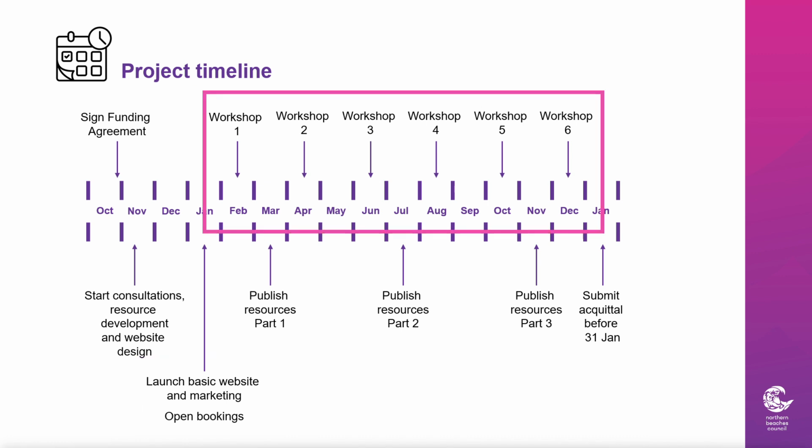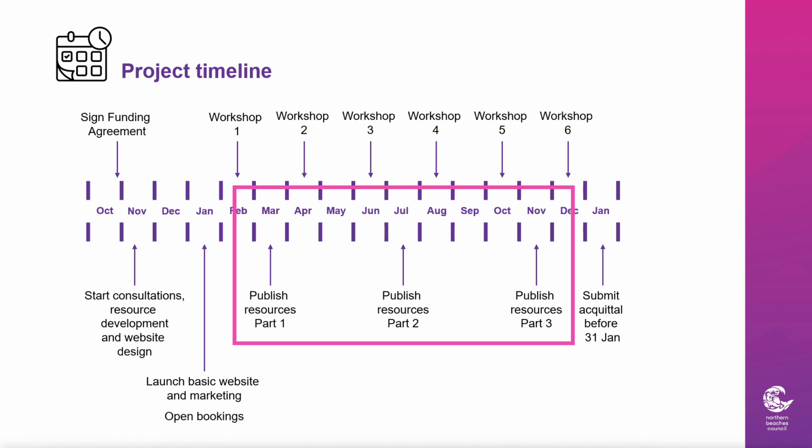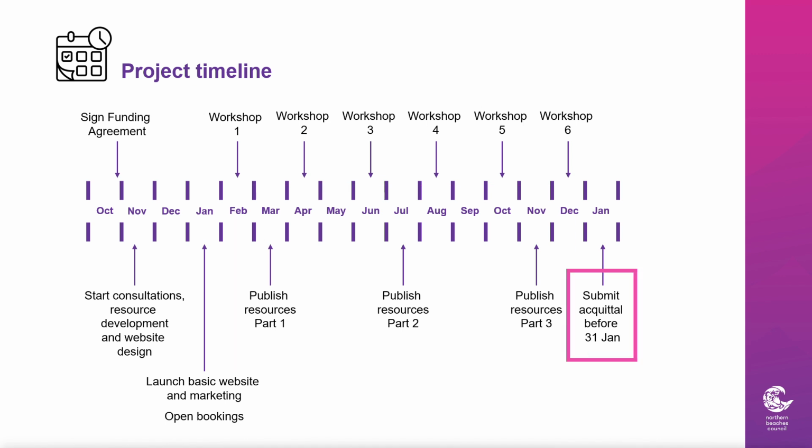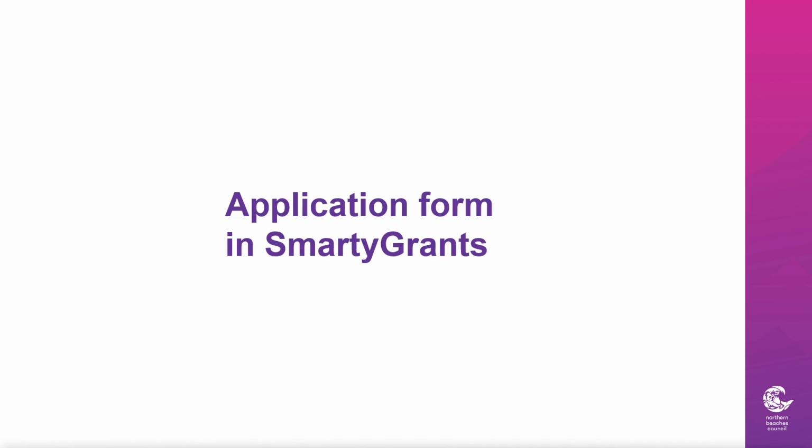They will hold a workshop every 2 months and publish an online resource throughout the year in non-workshop months to maintain interest and manage their own workload. It's also helpful they've scheduled time to evaluate the project and submit their acquittal before 31st of January. Now, let's look at how to demonstrate this planning in the application form.